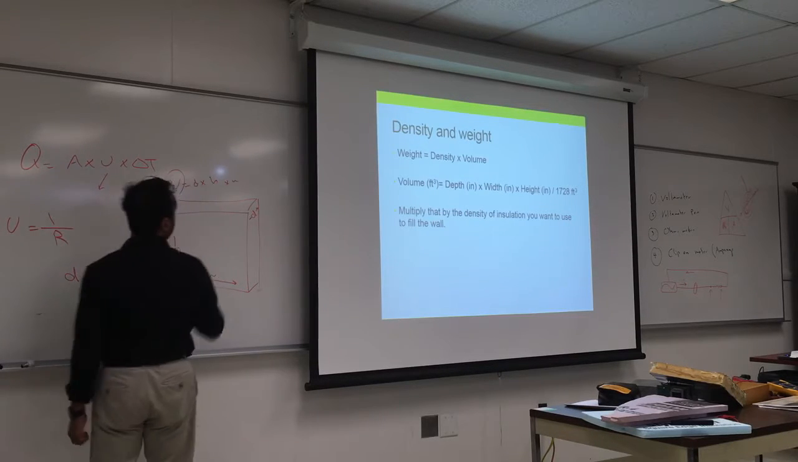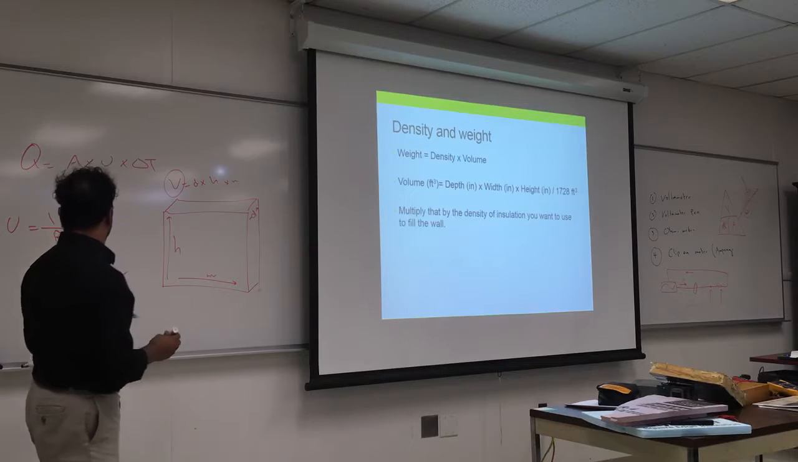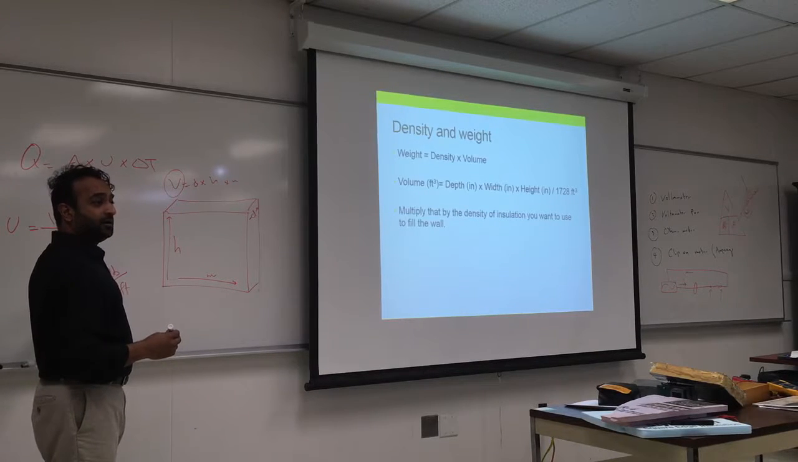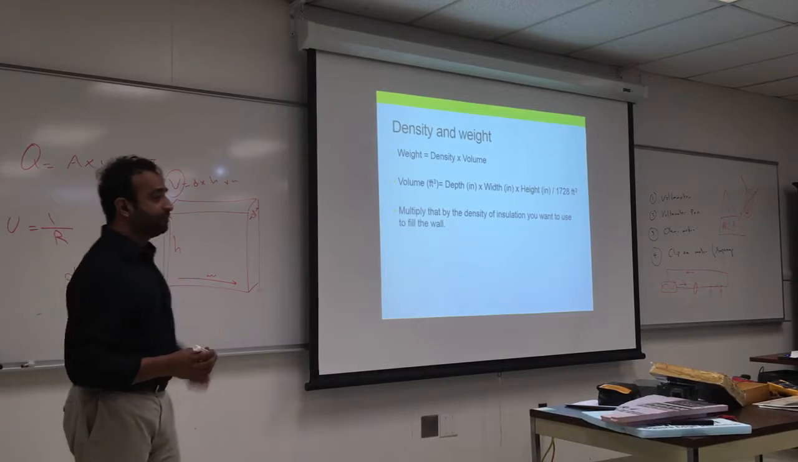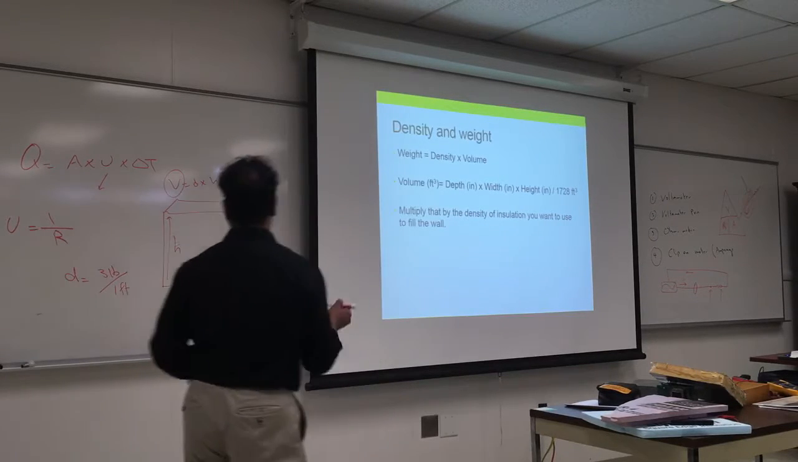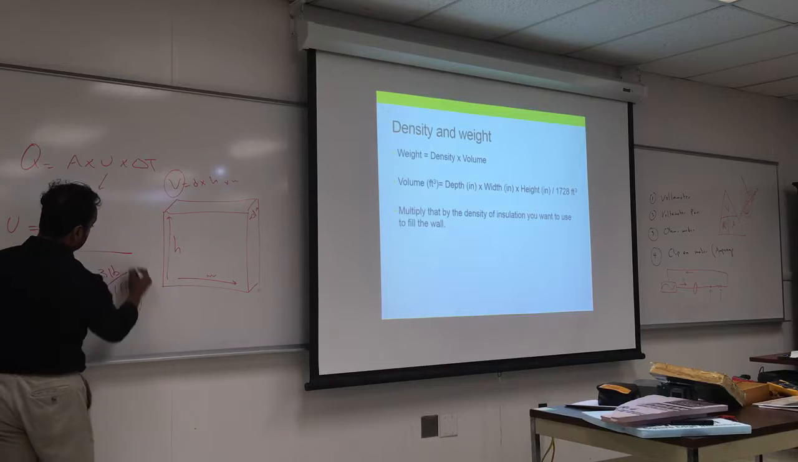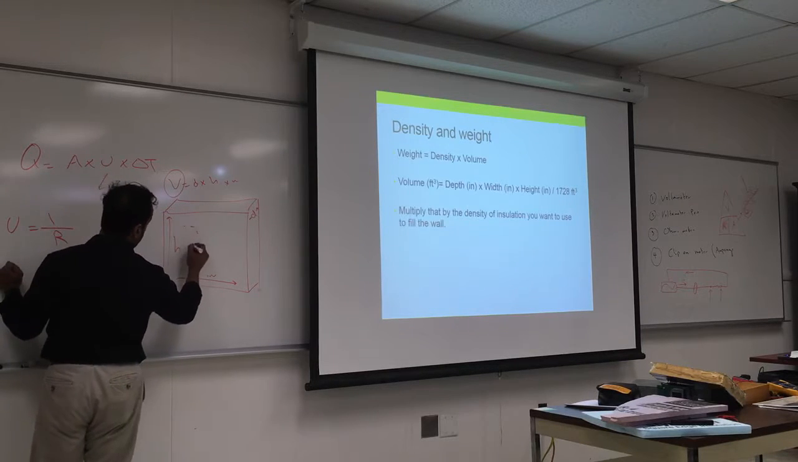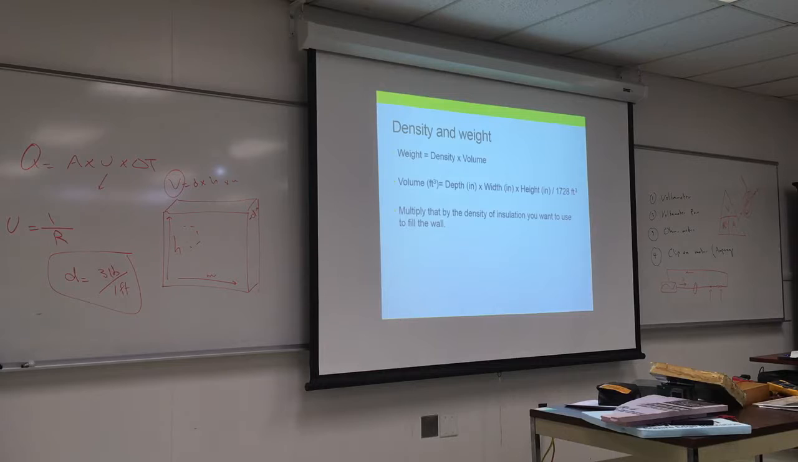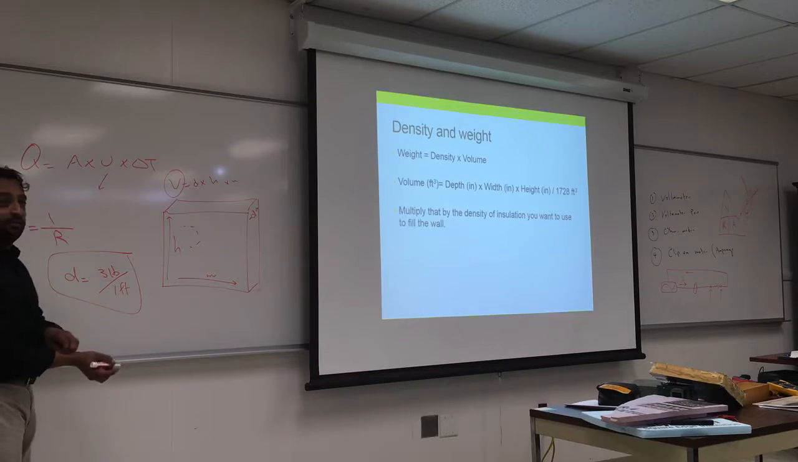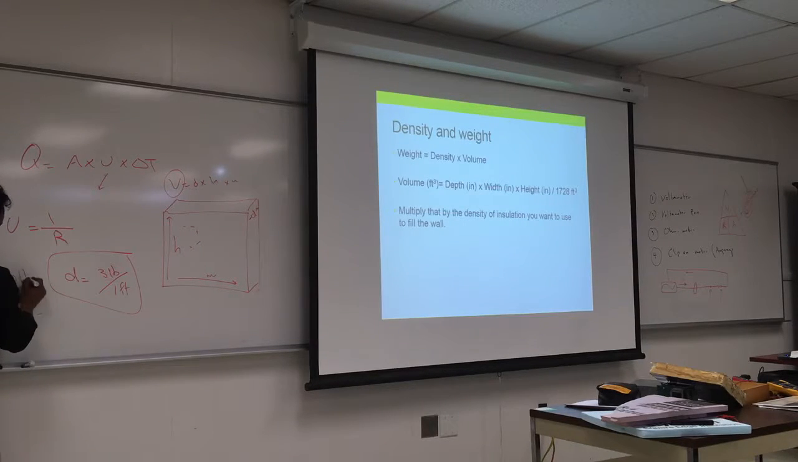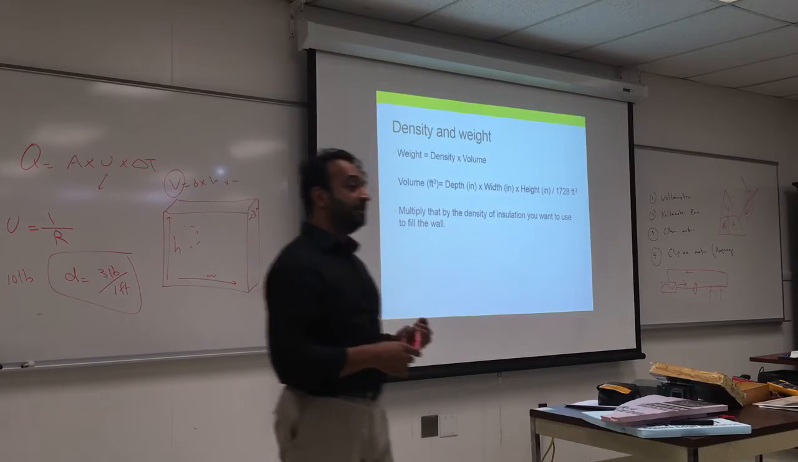I get the volume, and I get the density of the insulation. I have to find how much weight I put inside the wall. So you're going to buy the insulation per pound, in a 20 pound bag, and you find how much weight is required. For example, it's 10 pounds for this cavity. You buy 10 pounds and you stuff it in there.